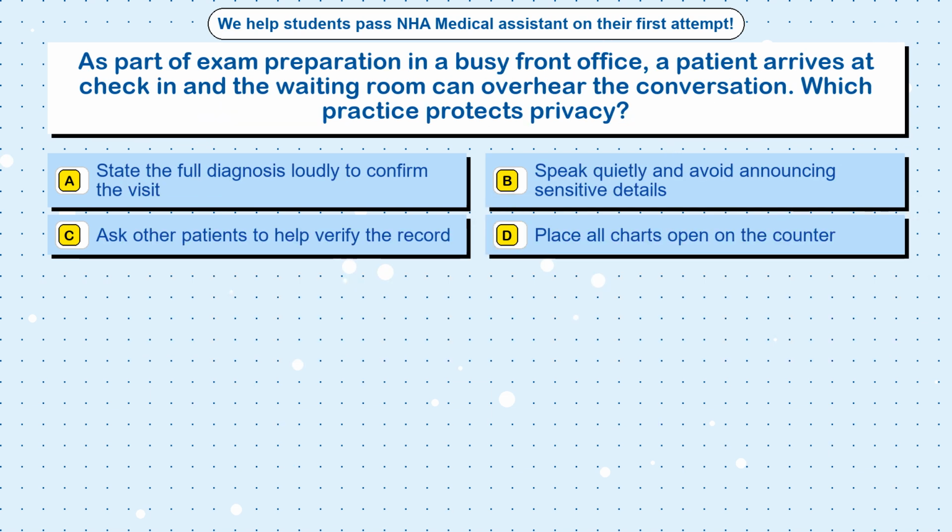Question 47. As part of exam preparation in a busy front office, a patient arrives at check-in and the waiting room can overhear the conversation. Which practice protects privacy? Option A, state the full diagnosis loudly to confirm the visit. Option B, speak quietly and avoid announcing sensitive details. Option C, ask other patients to help verify the record. Option D, place all charts open on the counter.